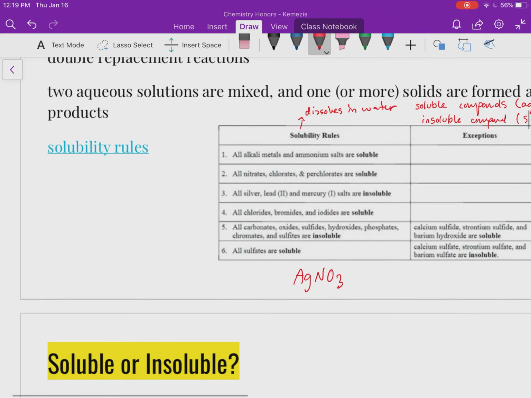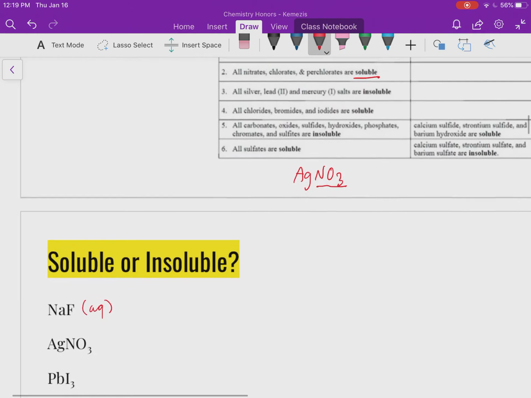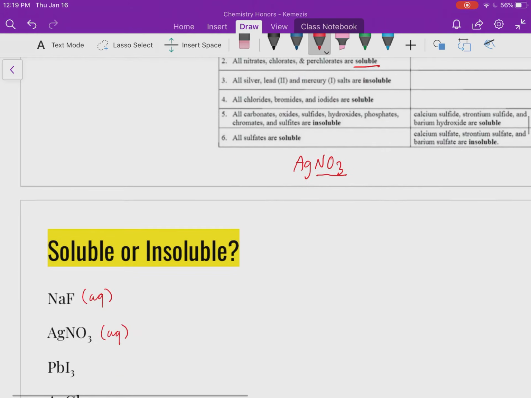Now, if we look at silver nitrate, you might go, oh, I remember all silvers are solid, but we need to go through our rules. First rule does not apply because it's not an alkali metal or ammonium, but our second rule says all nitrates, chlorates and perchlorates. Well, this is a nitrate. So more importantly than the fact that it has silver, it has a nitrate in the compound, and it's telling us that it is soluble. So even though it's silver, that's not the important part, it's the nitrate.